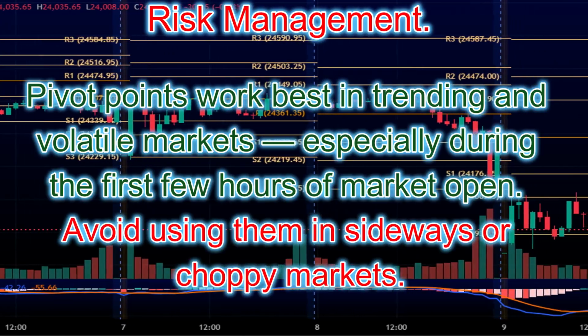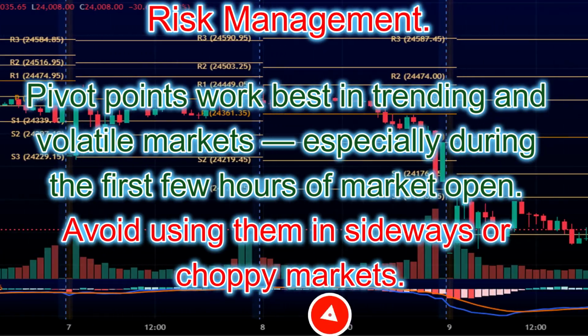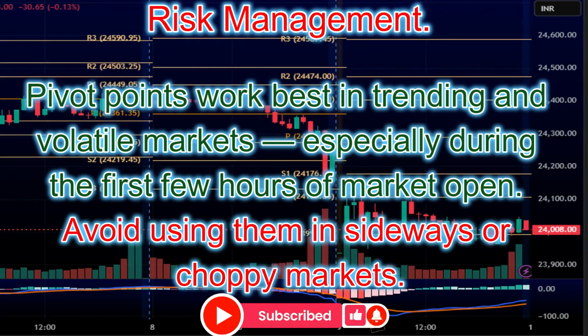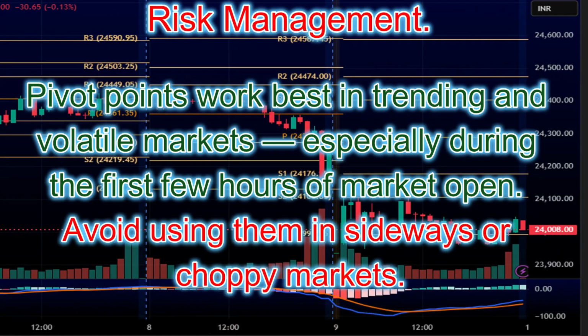Pivot points work best in trending and volatile markets, especially during the first few hours of market open. Avoid using them in sideways or choppy markets.